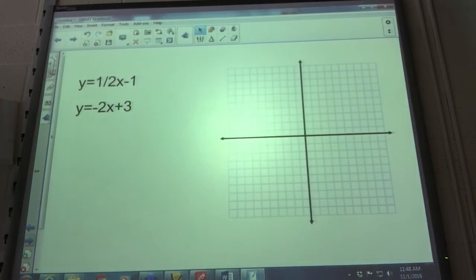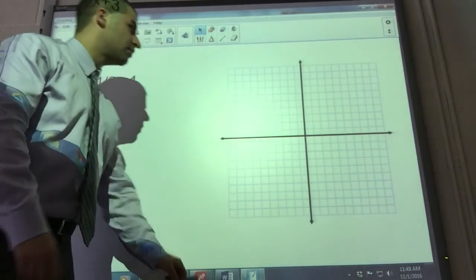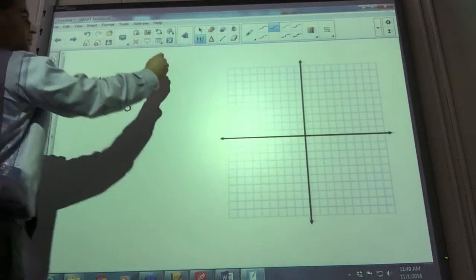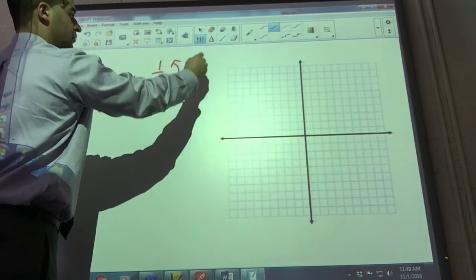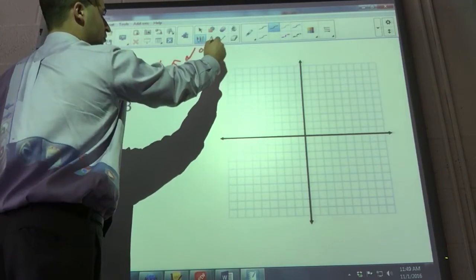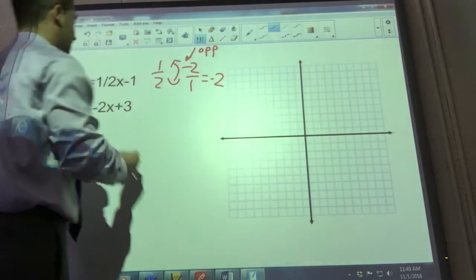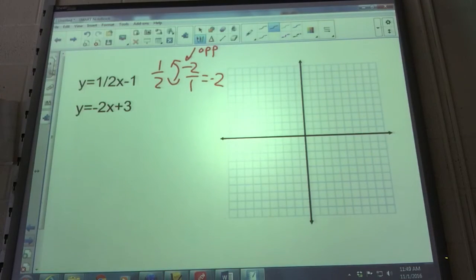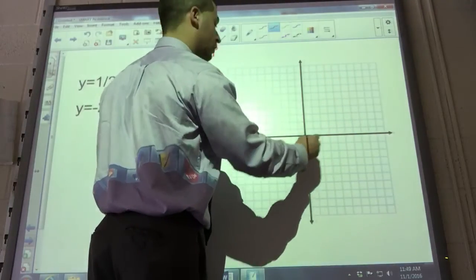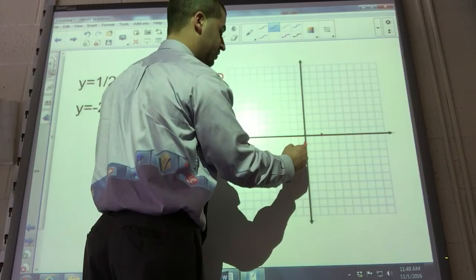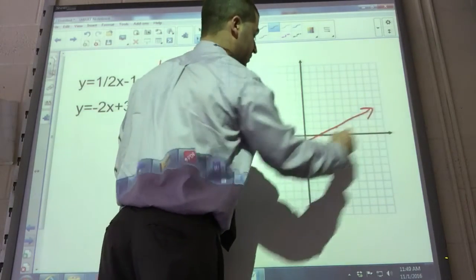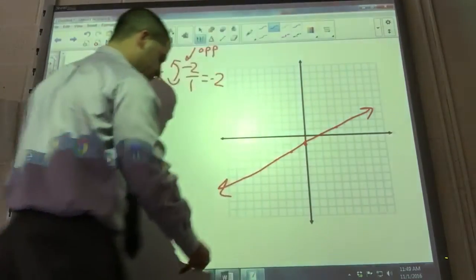So let's look at a perpendicular graph. The slope is 1/2 here, the slope is -2 here. You flip it and change the sign. And that can just be simplified to -2, which is how we got that they're opposite reciprocals. So let's graph this one. Start at -1, go up 1, right 2, down 1, left 2, down 1, left 2, up 1, right 2. Continue our line out either direction.